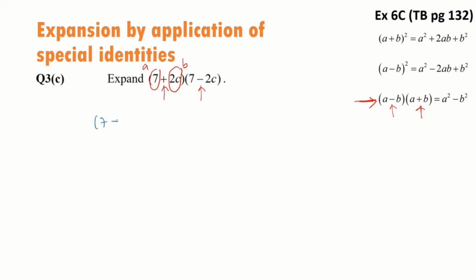So we have 7 plus 2C and 7 minus 2C. What we will get is A to be my 7, so 7 squared, minus B is 2C, so bracket 2C squared. So the final answer will be 49 minus 2 squared is 4C squared.